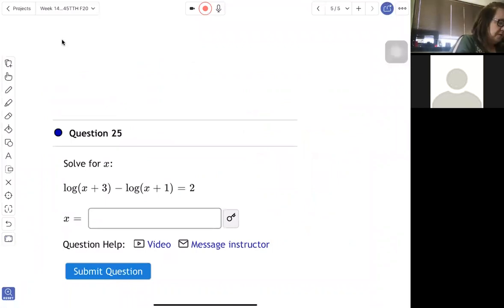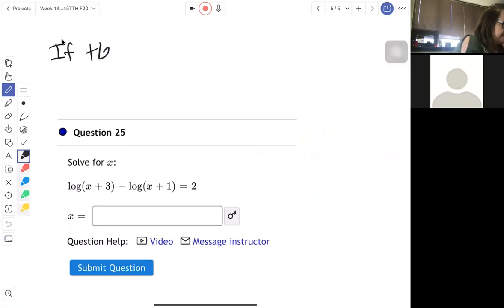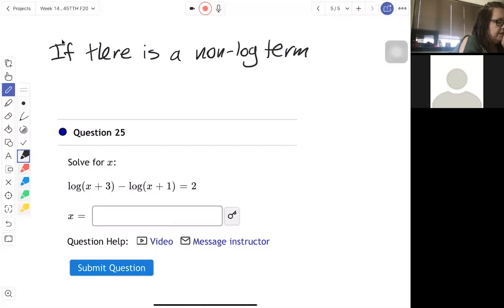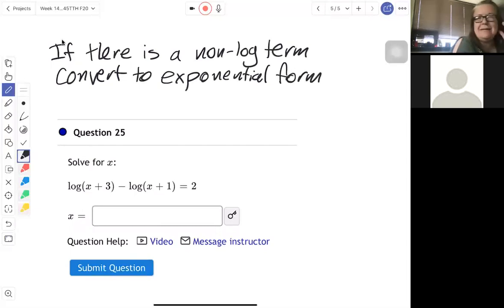Okay, so for this one, if there is a non-log term, convert to exponential form. That's how we're going to solve this one. By doing that conversion like we did in the second section that we did in this unit. Okay, just do our conversion.